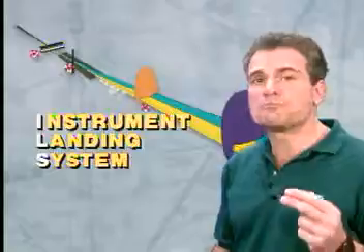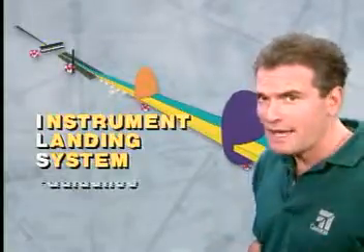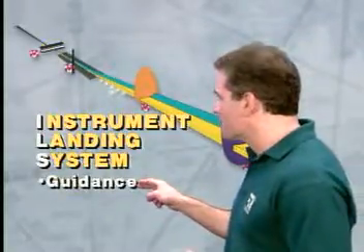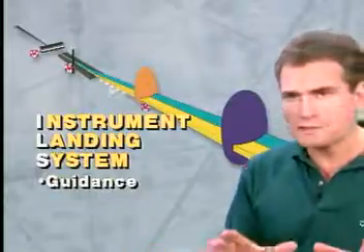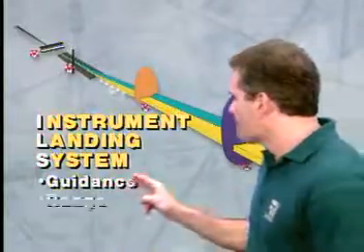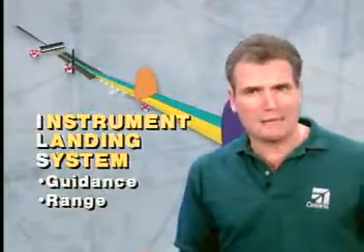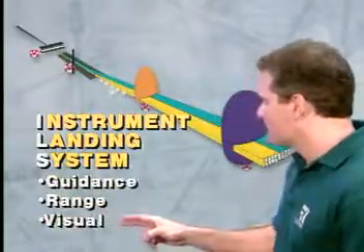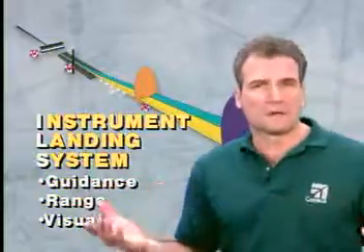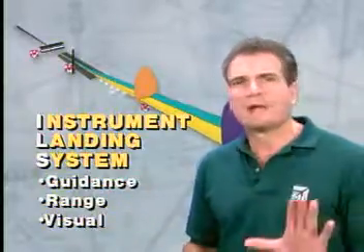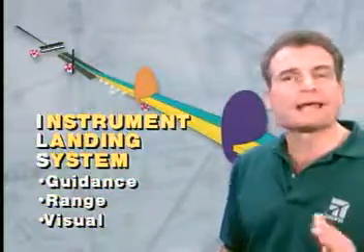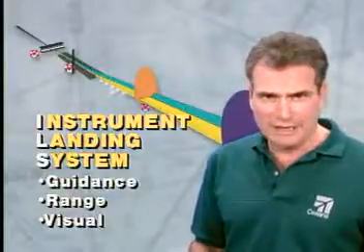The ILS has basically three parts, and they are guidance information provided by the localizer and glide slope, range information provided by marker beacons and/or DME, and visual information provided by various lighting systems. For now, we'll confine ourselves to the guidance part and explore the others later.